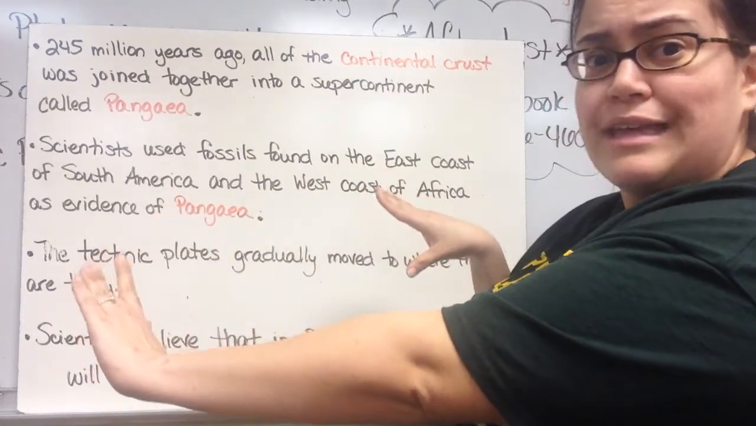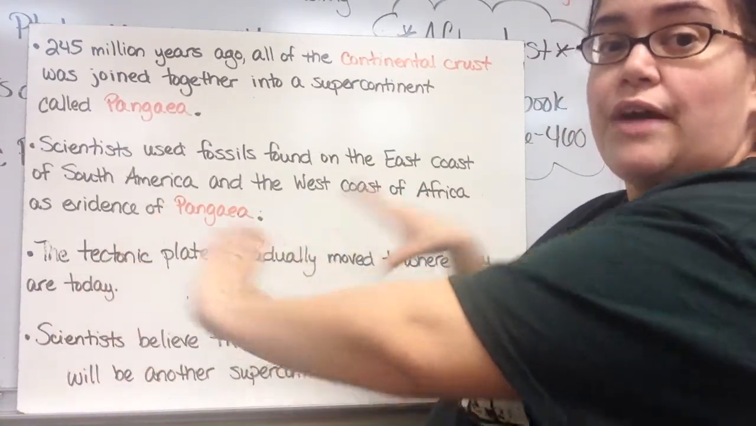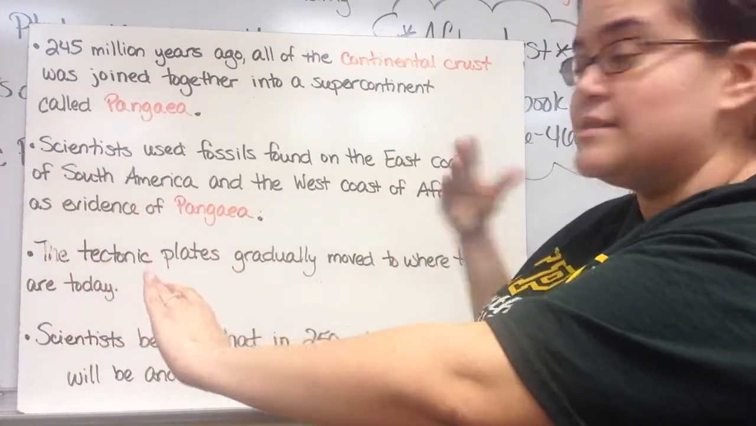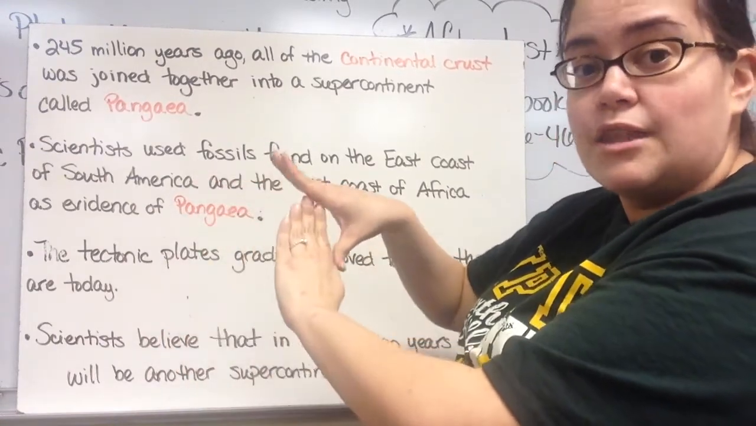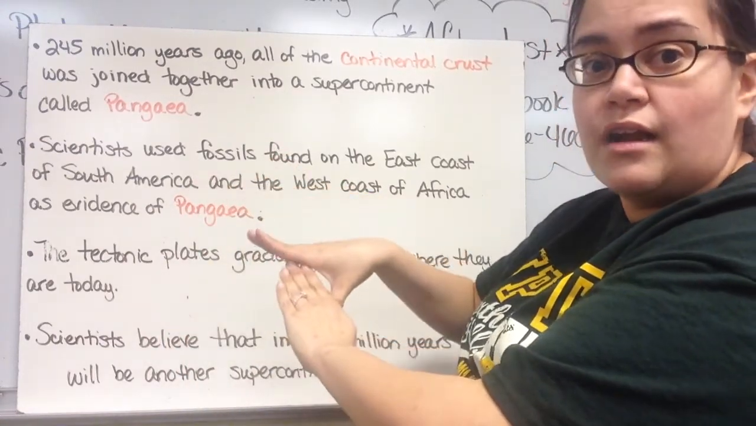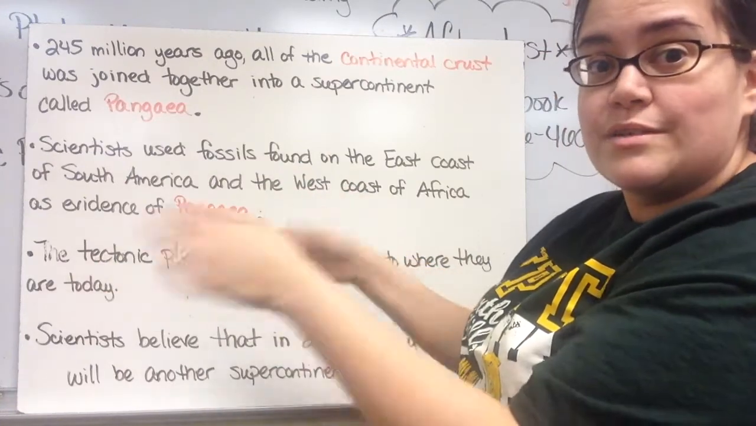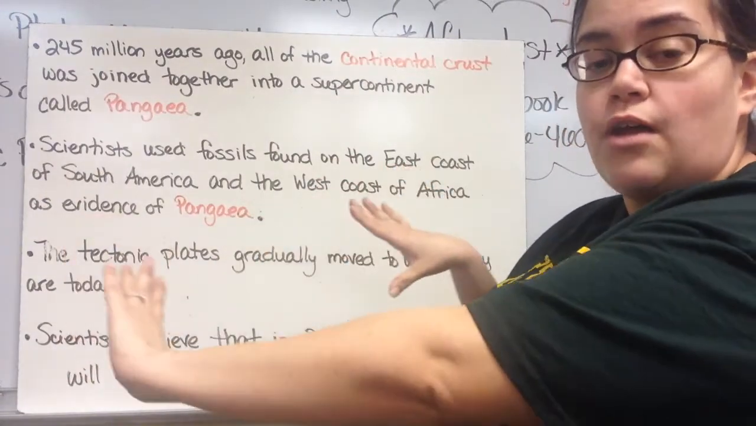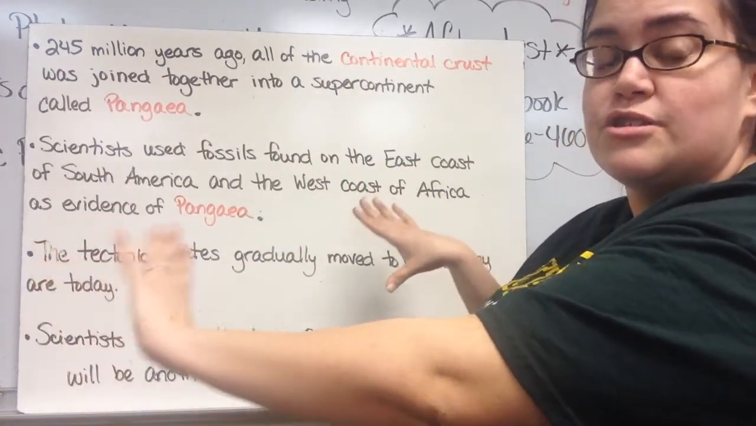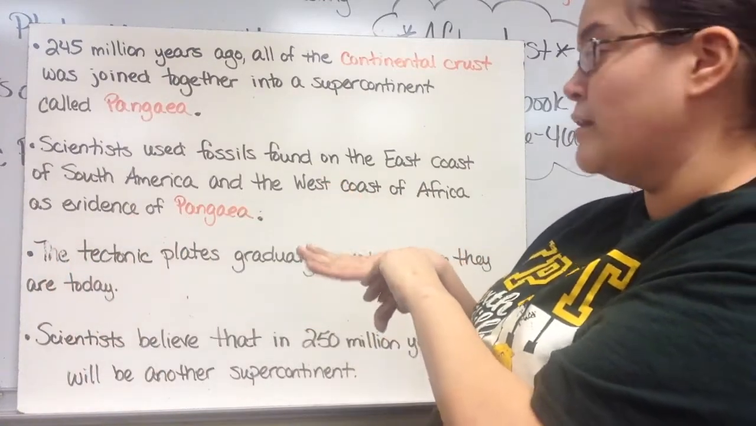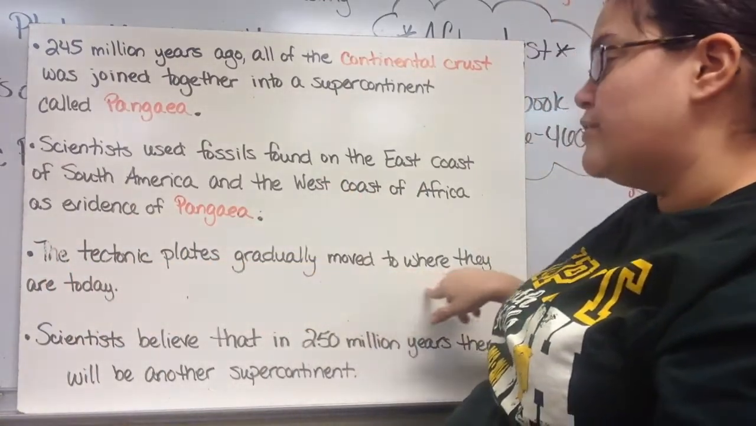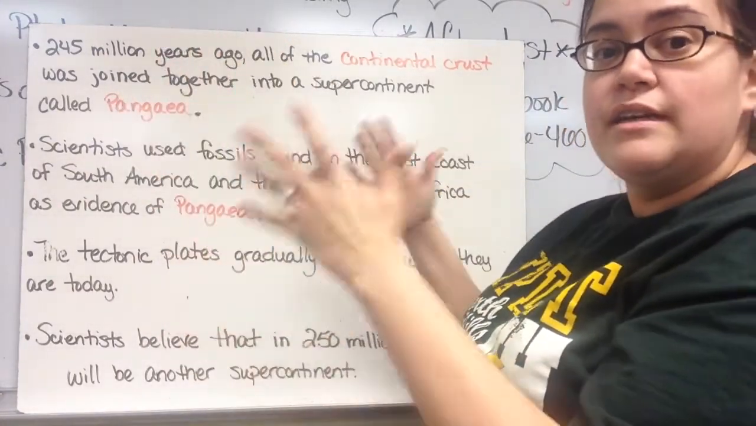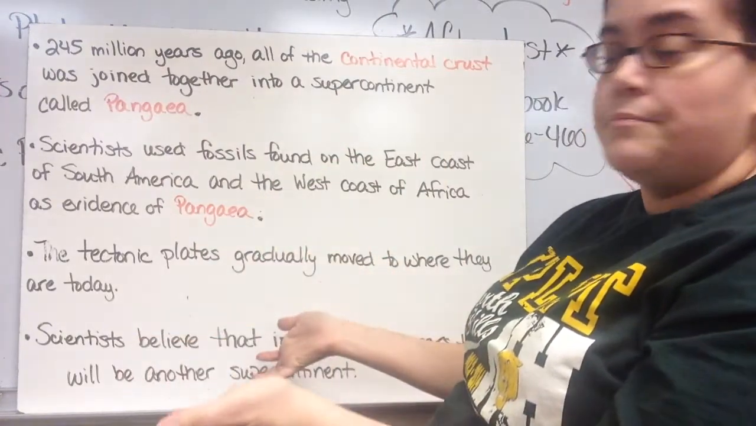But how can that be? Because if they were in their current spots, thousands of miles across an ocean, how could we have identical fossils? And so scientists believe that's because those two areas used to be right next to each other. And so those animals could just walk back and forth because it was all one big piece of land. And then when those broke up, the fossils went along with it, and now those two continents are in two different places, even though they used to be together. The tectonic plates gradually moved to where they are today. So they separated and kind of moved apart and kind of shifted, and the continents are where they are today.